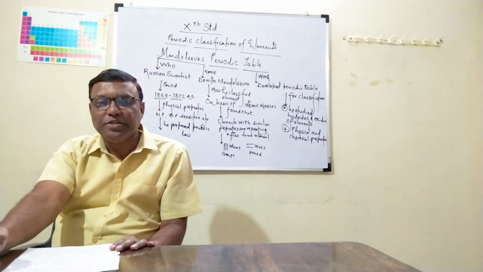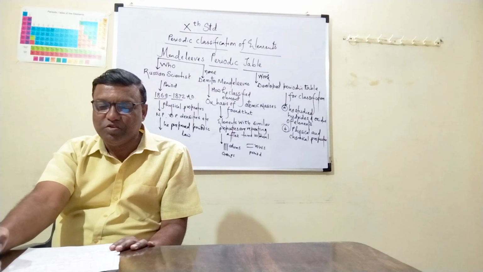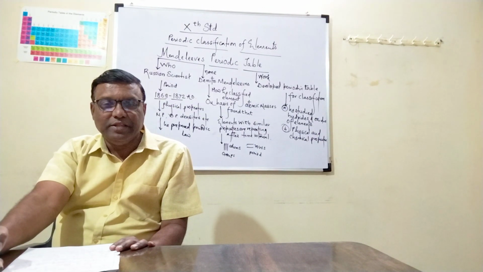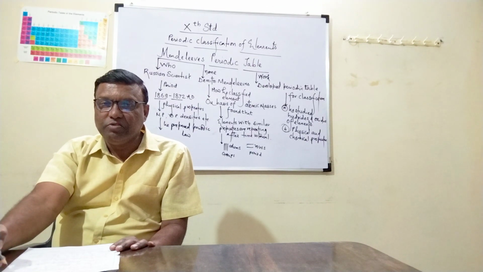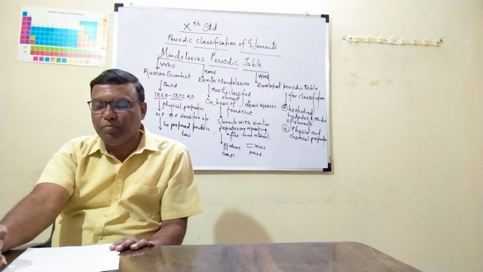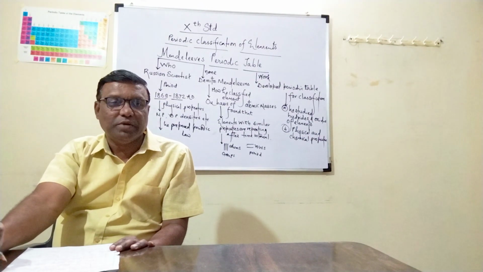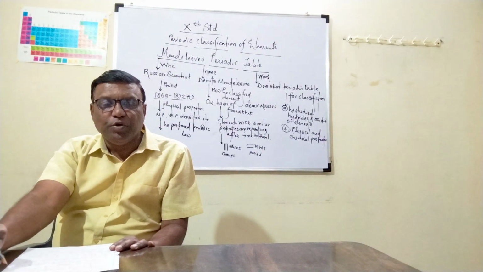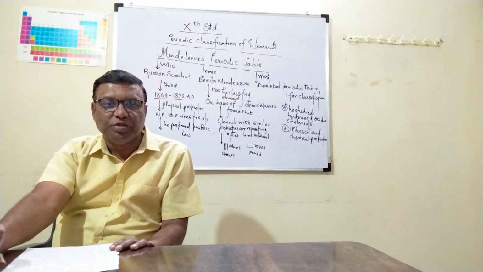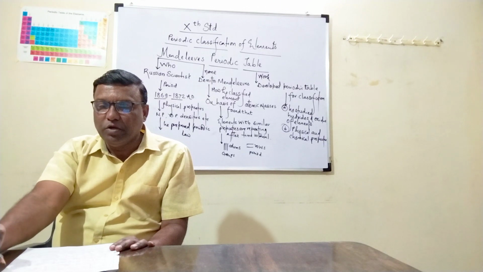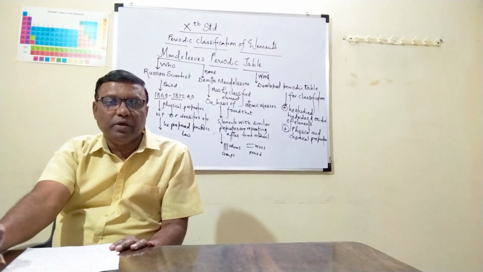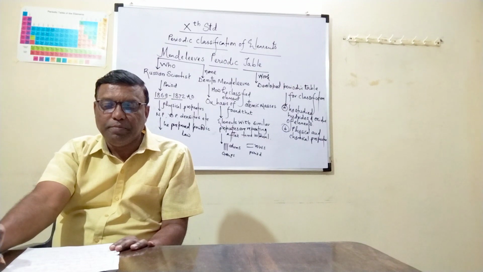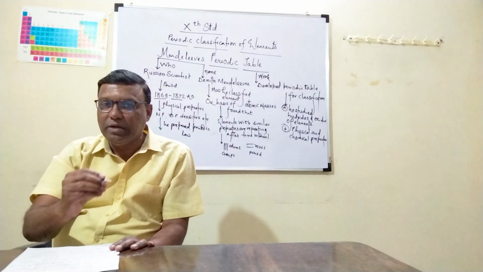We have started the lesson Periodic Classification of Elements, and in that lesson we have completed the first two points: Dobereiner's triads, and, if you remember, point number two, Newlands' law of octaves. Today we are going to start point number three, that is Mendeleev's periodic table. So without wasting our time, let us start Mendeleev's periodic table. This is point number three.